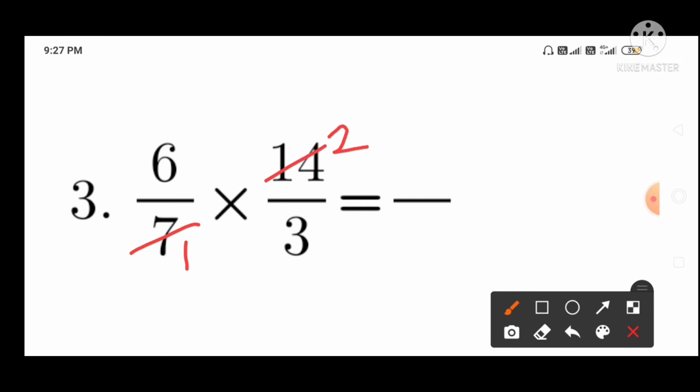Similarly, here the highest common factor of 3 and 6 is 3. Therefore, I divide 3 and 6 by 3, that is 3 ones are 3 and 3 twos are 6. Now multiply numerator with numerator and denominator with denominator. Therefore, 2 twos are 4 and 1 into 1 is 1. Therefore, our answer is 4 upon 1.